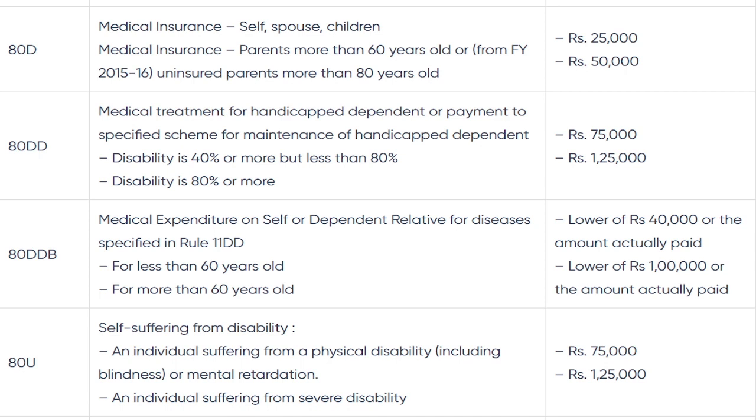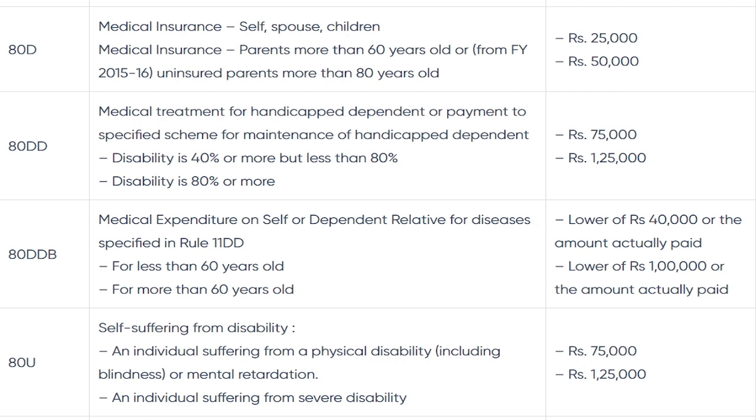80DD, medical treatment for specified disability. If disability is greater than 40 percentage and less than 80 percentage, you can claim 75,000. If disability is greater than 80 percentage, you can claim 1,25,000. Whether you spend or don't spend, it is not important. Any disability you have, you can directly claim in income tax exemption.